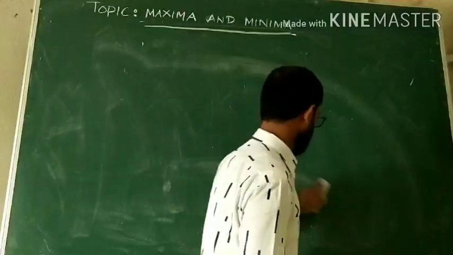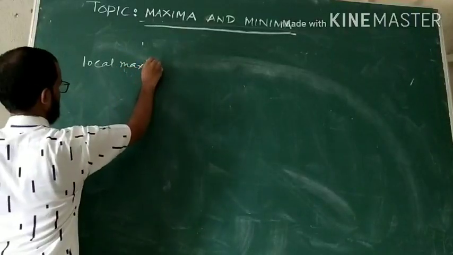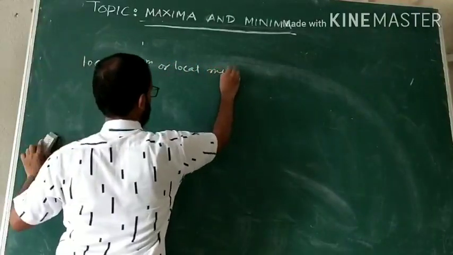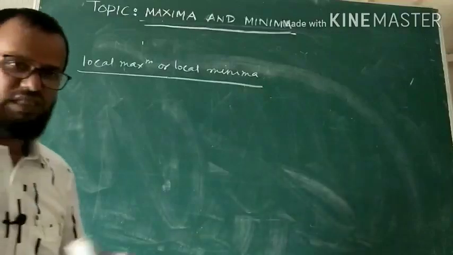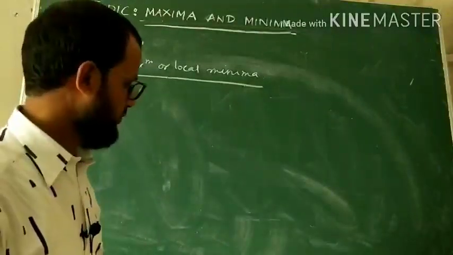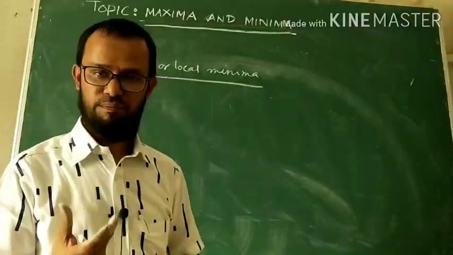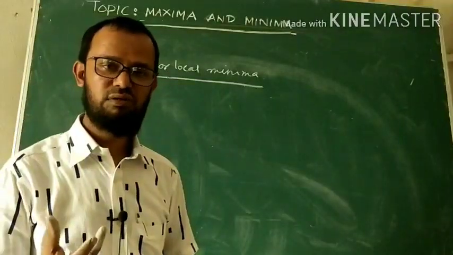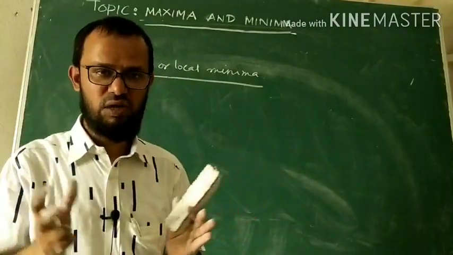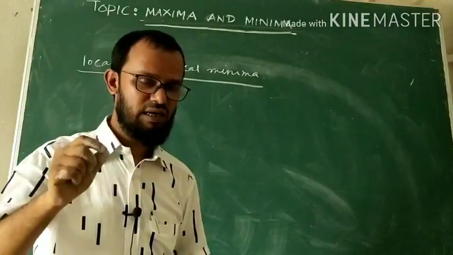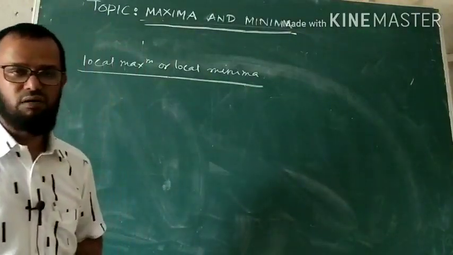Now I am going to discuss an important point: local maximum or local minimum. The concept is the same, the definition is the same, but here it is local. For example, suppose India is the domain of a function, and compared to India, you consider a town, Guwahati, which is very small. If we restrict our domain to Guwahati, then whatever maximum or minimum value we get for the function is called a local maximum or local minimum.